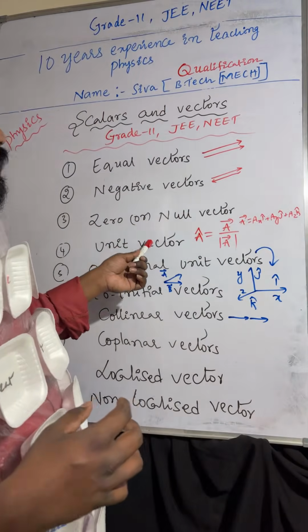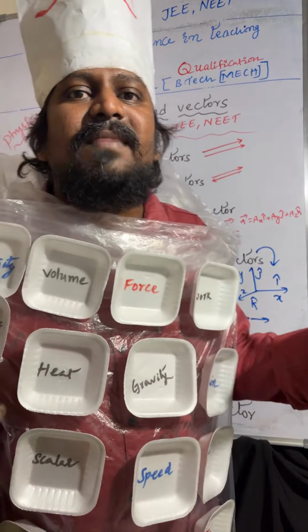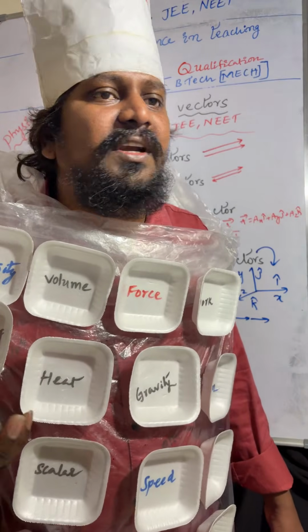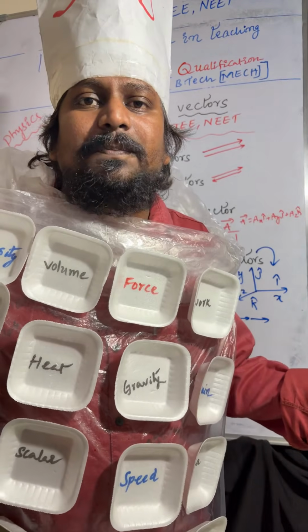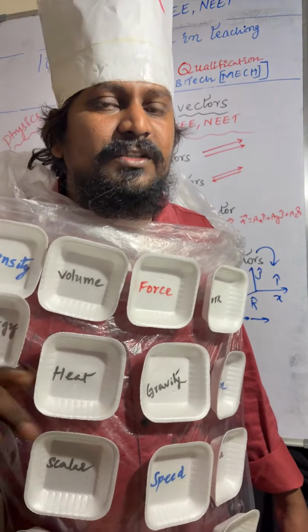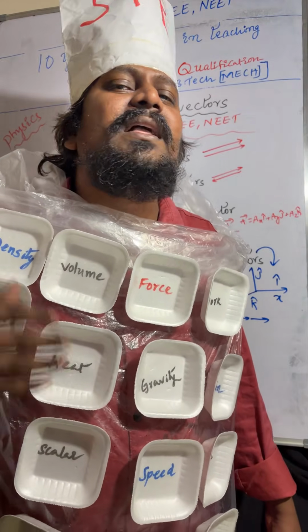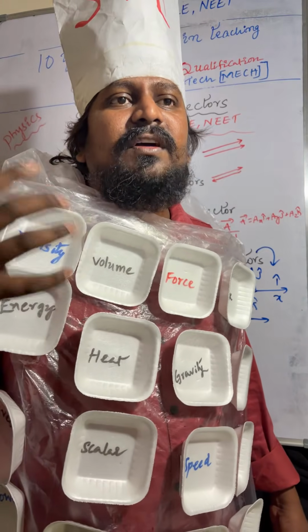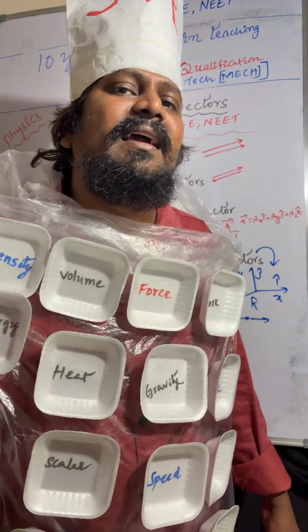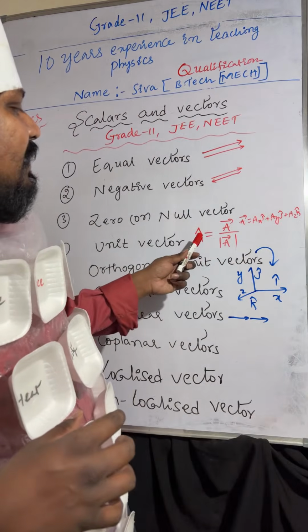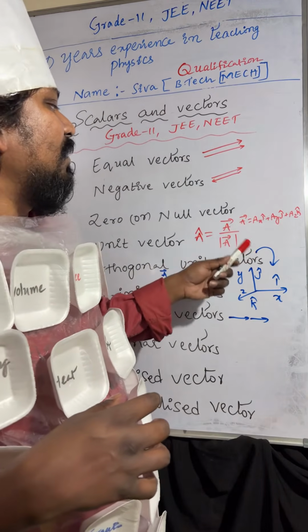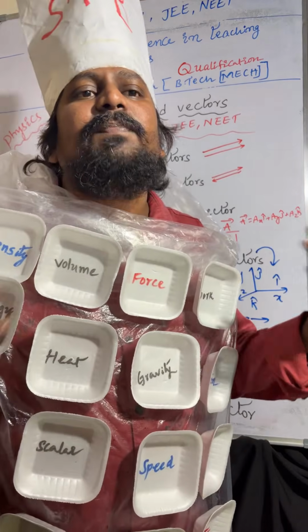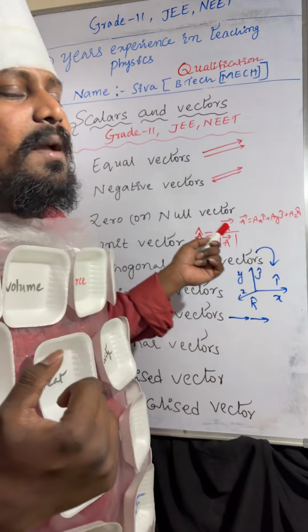And coming to the unit vector, the vector whose magnitude is 1 is called a unit vector. A unit vector can be represented with a cap. If you are taking any vector, b cap, c cap, d cap, e cap, if you are mentioning the cap, that is a unit vector. So a cap equals a bar by mod a bar. A bar is a vector, mod a bar is the magnitude of the particular vector.